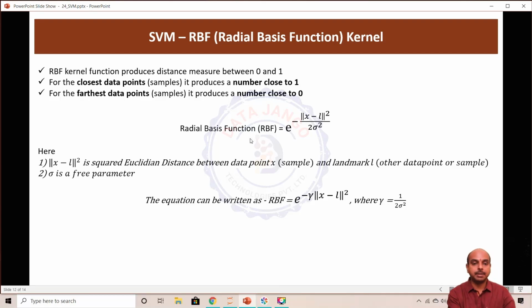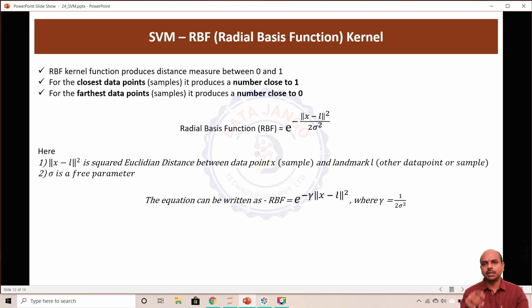So the RBF function is like this: e power minus norm of x minus L, squared. The x is the data point, L is the landmark. For the first row, L may be the first record, and for the second row, L is the second record. In the third iteration, L is the third record, like that. Okay, we'll see that with an example. So this is the formula, and the norm of x minus L squared is the squared Euclidean distance between data points.